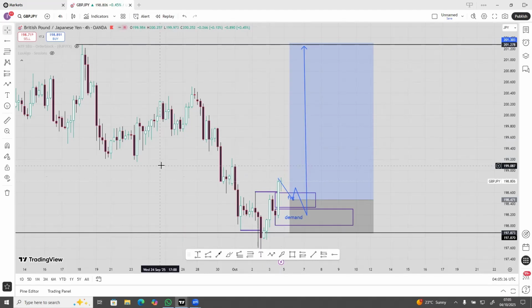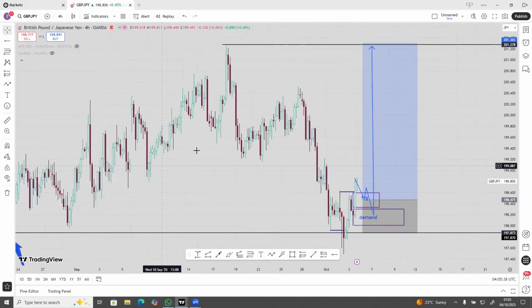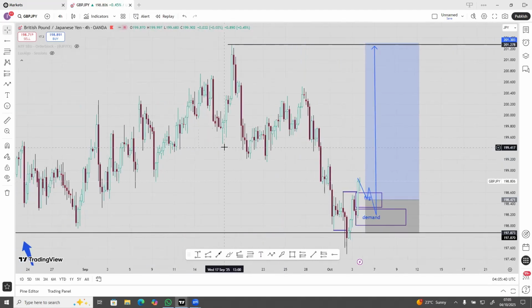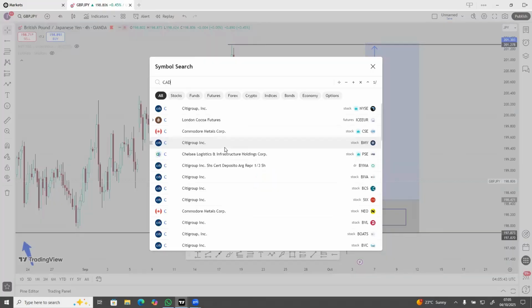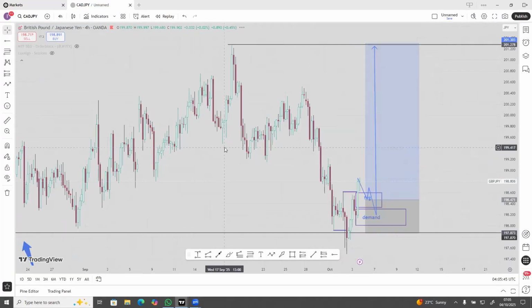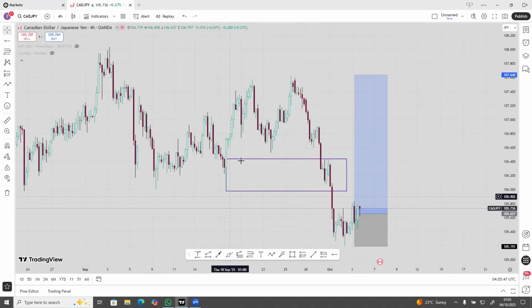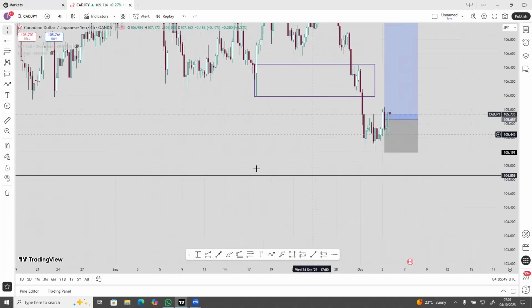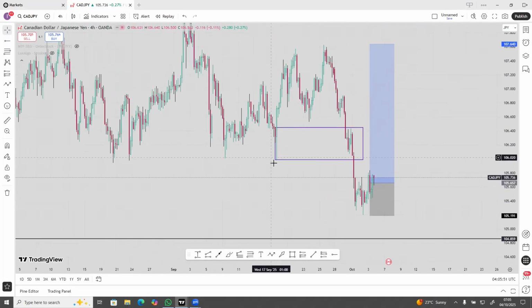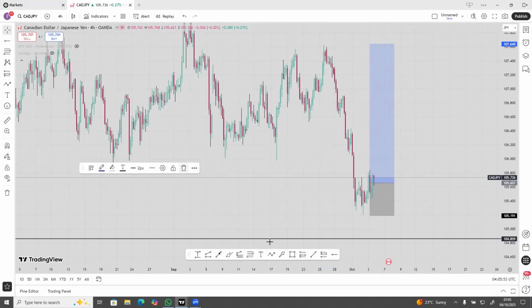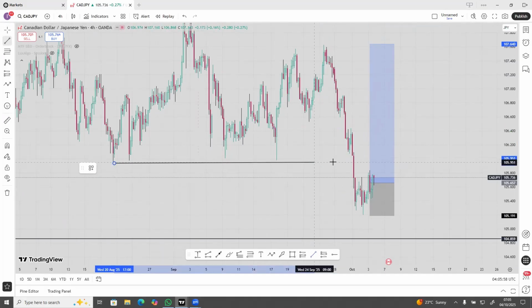Okay, so that is it on GBP JPY. I can see CAD JPY. CAD JPY also, we have clear market structure here. We have some sweeps of that liquidity. Okay, can mark this sell side liquidity. Can see this price have done to sweep that sell side liquidity.